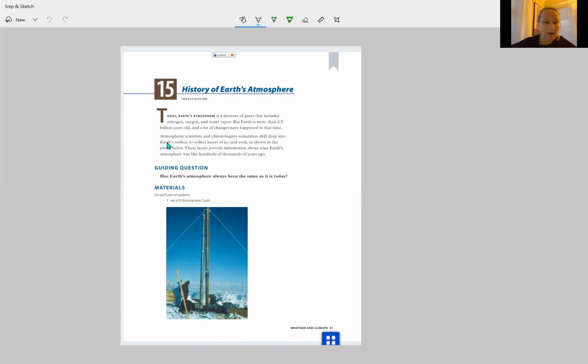All right, next paragraph. Atmospheric scientists and climatologists sometimes drill deep into Earth's surface to collect layers of ice and rock, shown in the photo below. These layers provide information about what Earth's atmosphere was like hundreds of thousands of years ago. Okay, so what we can take away from this.